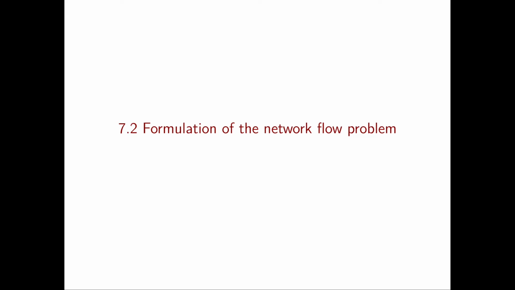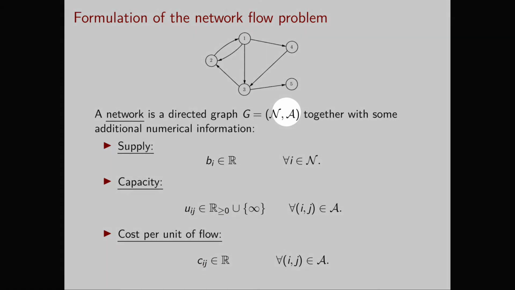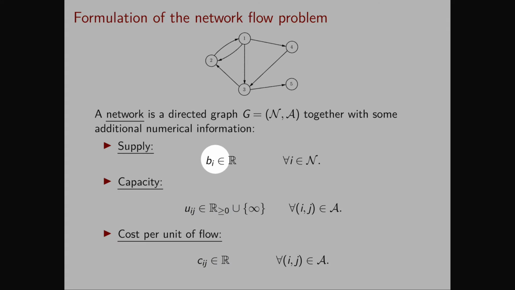The main objective of this video is to formally define the network flow problem. To do so, we start by defining what is a network. A network is a directed graph G equal to (N, A) together with some additional numerical information. The first one is the supply. The supply is a real number that we denote by B_i for every node in our directed graph.